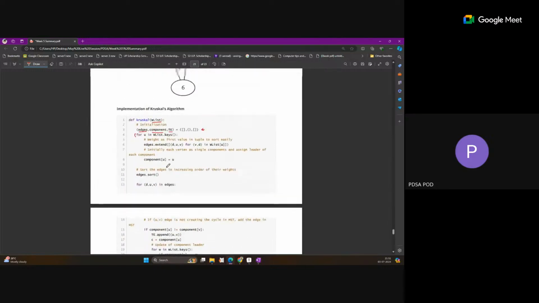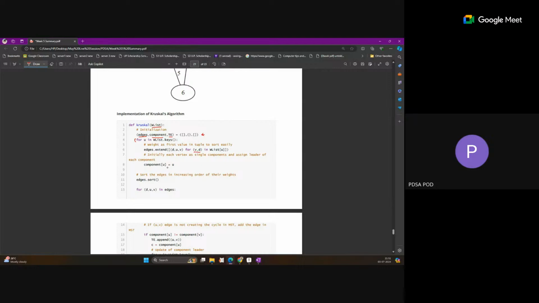We are getting the adjacency list, and from the adjacency list, for each V comma D in W list of U, where U is the key, we are extracting all the edges and creating a list of edges. We fetch all the edge information from the adjacency list and maintain the weight as the first value in the tuple, because we want to sort this list based on the first value. D means weight, and U and V are the vertices connected by the edge. That information goes into the tuple, and now we get this edge list. After that, you can see the component of U. Initially, we also maintain the component of U equal to U.